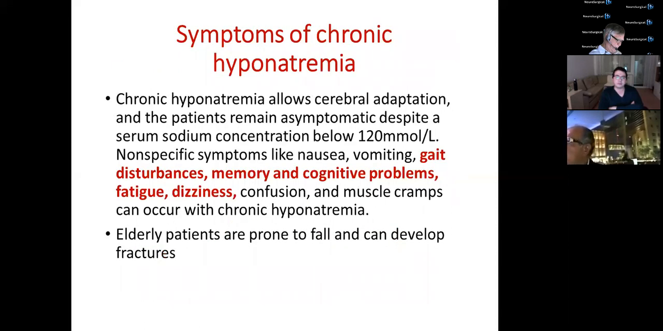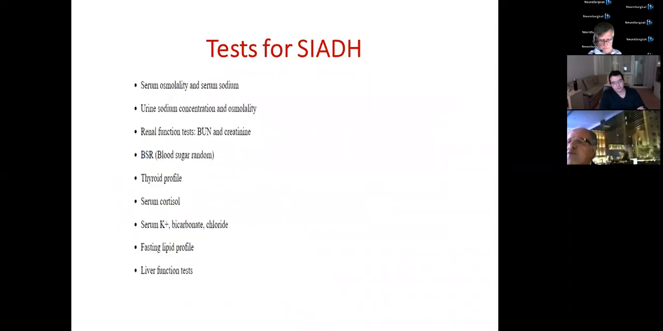Symptoms of chronic hyponatremia: usually there is an adaptation, and symptoms may be absent even with serum sodium below 120 millimole per liter. Usually the symptoms are vague: dizziness, fatigue, memory loss, cognitive problems, gait disturbances. Elderly patients are prone to falls and they exhibit fractures.